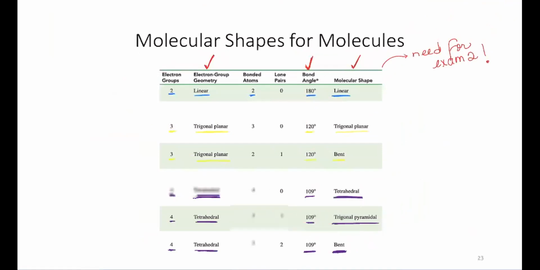So if we follow the table, the second column is, what is the electron group geometry? Well, as long as you have 4 electron groups, you're tetrahedral, okay? Our nitrogen triiodide is where we have 3 bonded atoms and 1 lone pair. The angle is 109, okay? So that means that the molecular shape is trigonal pyramidal. So you have to utilize this table to understand electron group geometry, bond angle, molecular shape. Let me write that information here.